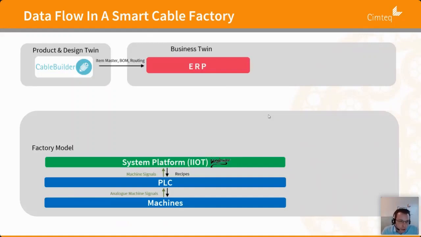Now, if we want to look at the data flow, I mentioned it before, from the design team you would get things like item master, the BOM, and the routing, and you would integrate that with your ERP system so that your ERP is always up to date with the latest design information from your design team. The ERP issues production orders to the factory, issues material, etc. Now, when you want to make a cable, the BOM on the production order isn't always enough. You also need product information, manufacturing instructions, quality parameters, your tolerances, your recipes available on the shop floor, and that can come from the design team, from Cable Builder as well.